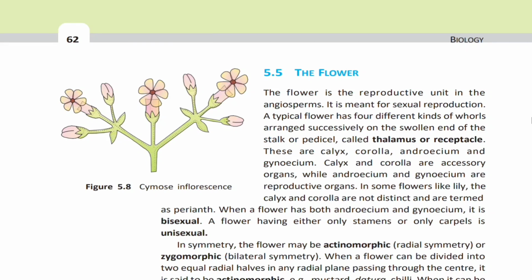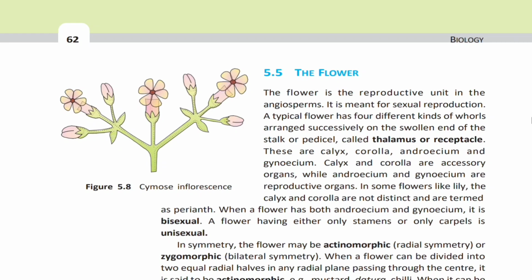5.5 The flower. The flower is the reproductive unit in the angiosperms. It is meant for sexual reproduction. A typical flower has four different kinds of whorls arranged successively on the swollen end of the stalk or pedicel, called thalamus or receptacle. These are calyx, corolla, androecium and gynoecium. Calyx and corolla are accessory organs, while androecium and gynoecium are the reproductive organs. In some flowers like lily, the calyx and corolla are not distinct and are termed as perianth.